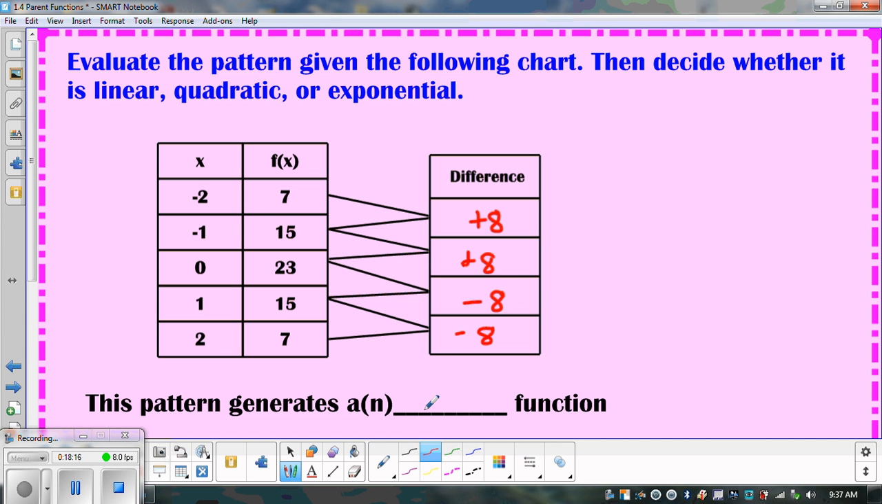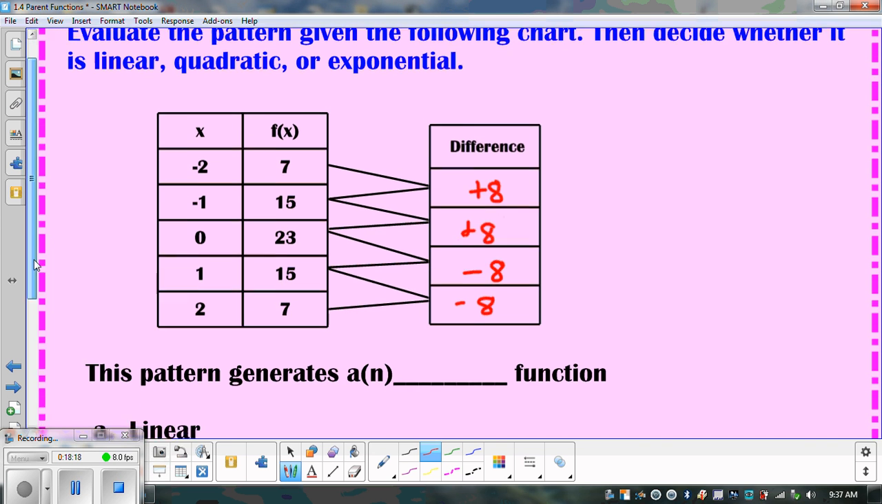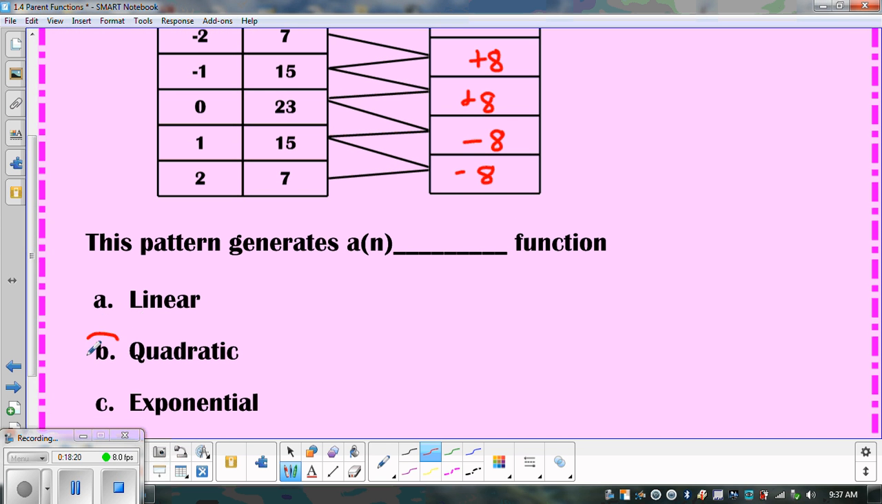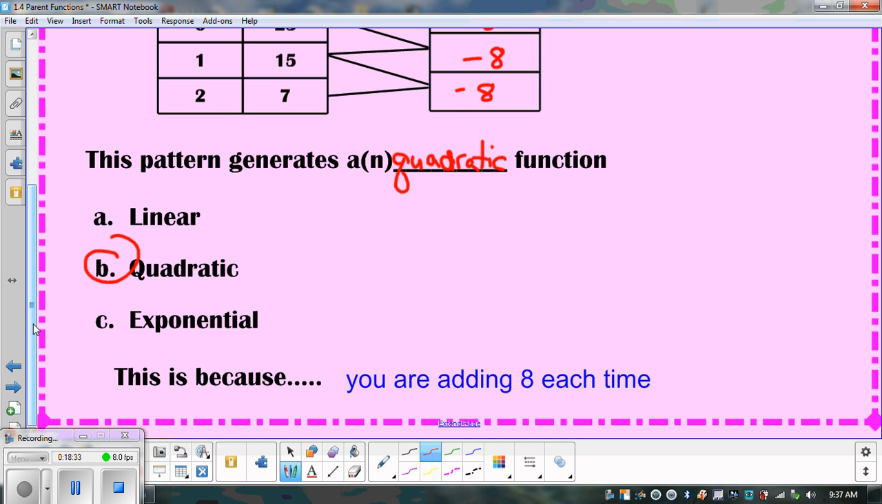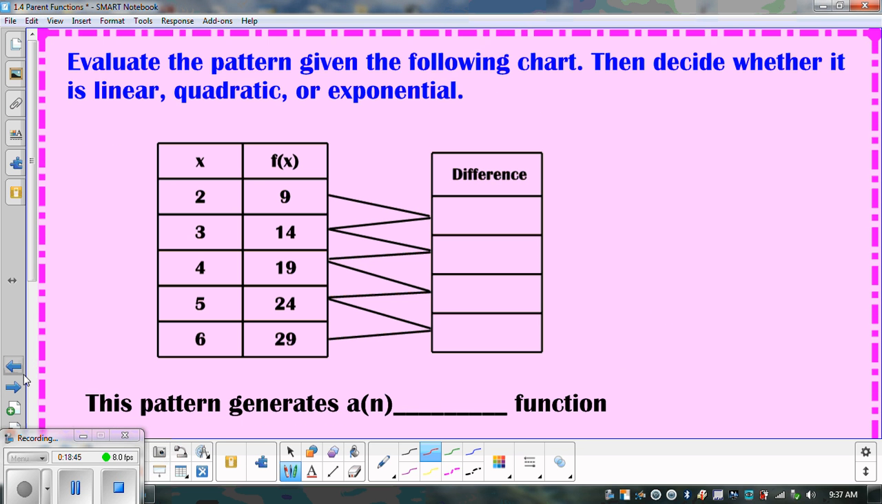Do you remember which type of function shows a pattern? If you said quadratic, you are correct. Take a moment and write that statement, that this pattern generates a quadratic function. And then a little note you might want to write yourself that this is because we are adding or subtracting 8 each time. Once you have that down, move on to our final example for today's lesson.